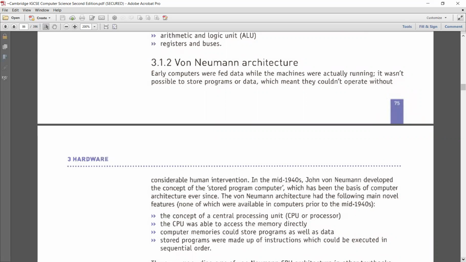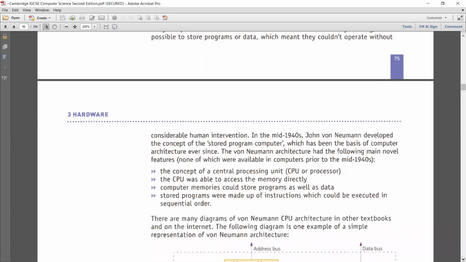And he developed the idea of a CPU, central processing unit. He proposed that the CPU was able to access the memory directly. Computer memories should now store programs as well as data. And be clear that programs and data are two different things. And stored programs were able to make use of instructions which could be executed in a sequential order. Before that, everything was like people were working on them.